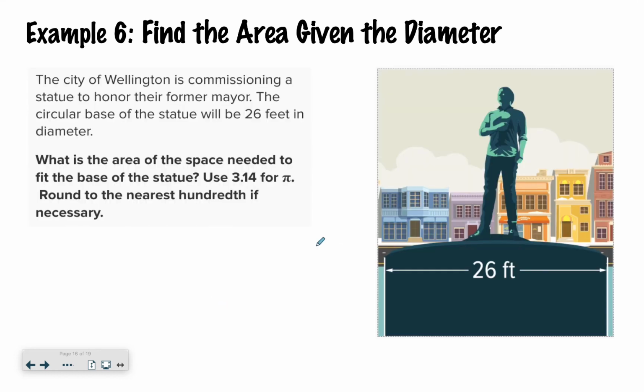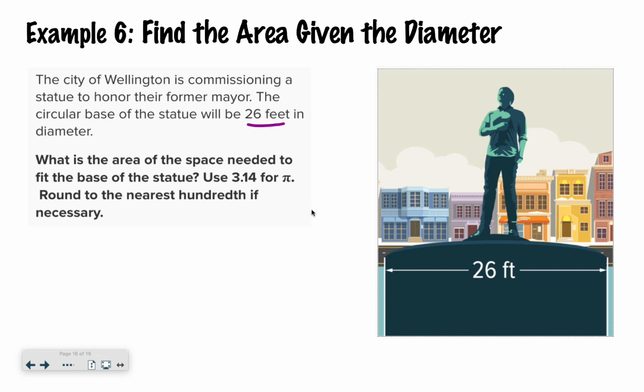Let's move on. We have example 6, find the area given the diameter. The city of Wellington is commissioning a statue to honor their former mayor. The circular base of the statue will be 26 feet in diameter. What is the area of the space needed to fit the base of the statue? Use 3.14 for pi and round to the nearest hundredth if necessary.